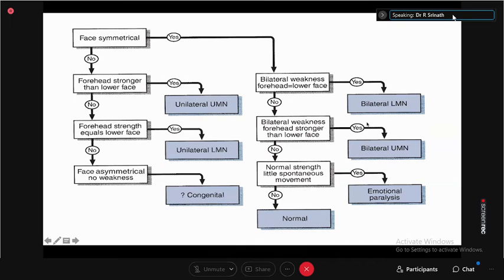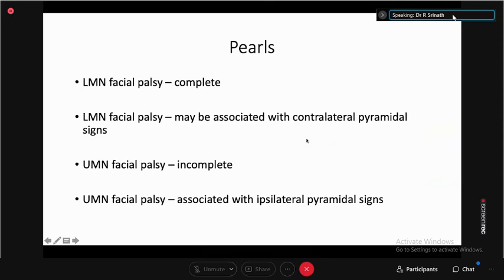So this is what we have shown in the diagram. Whenever the face is asymmetrical, you look for LMN versus UMN. I'll be describing it subsequently. So what is important here is LMN facial palsy. This is where I'm describing. LMN facial palsy is complete because the entire face is involved on one side.